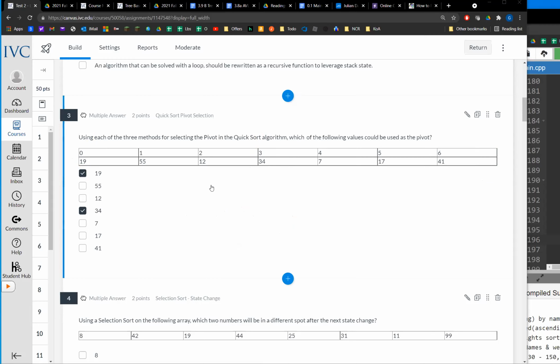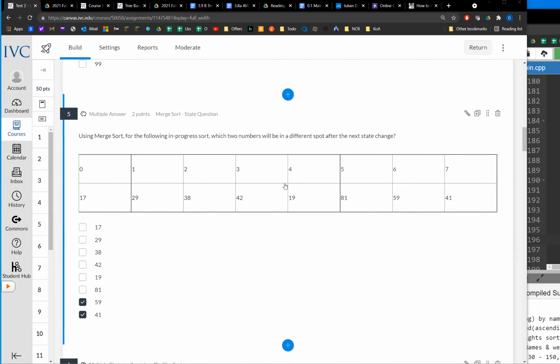Okay, if we don't have any other questions, let's see. Merge sort. All right, let's go hit the merge sort. But that'll be all for today after we finish answering questions for the test. So let's see, merge sort.